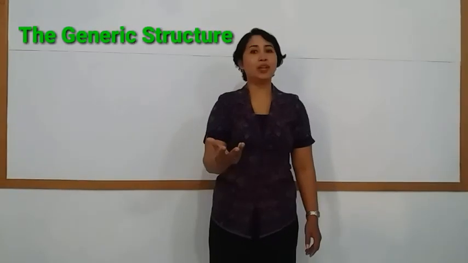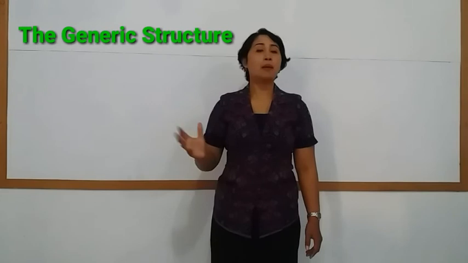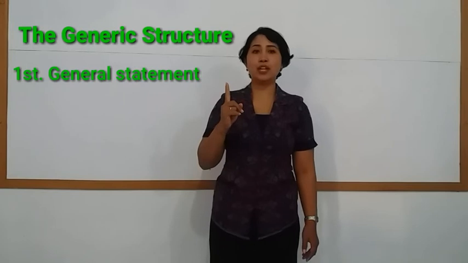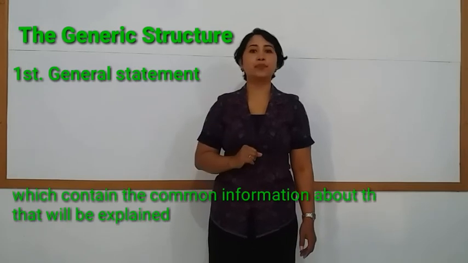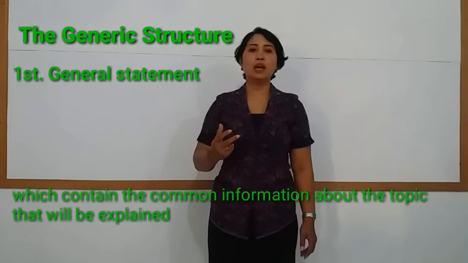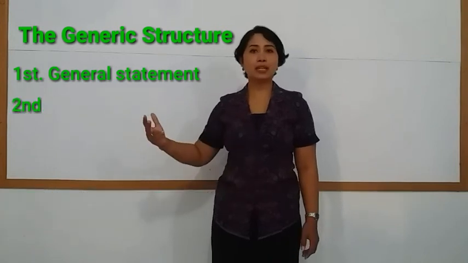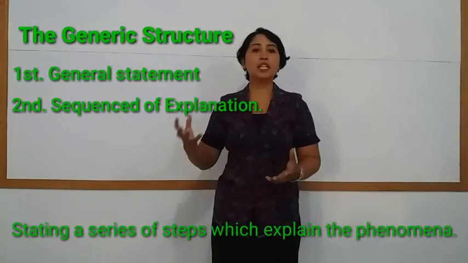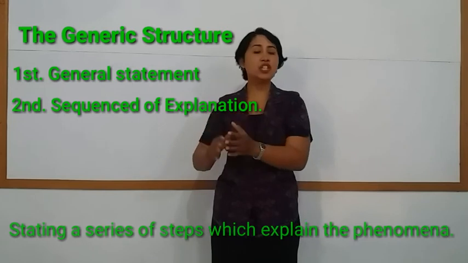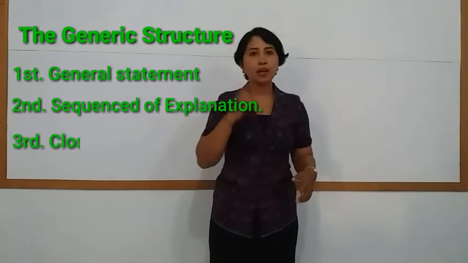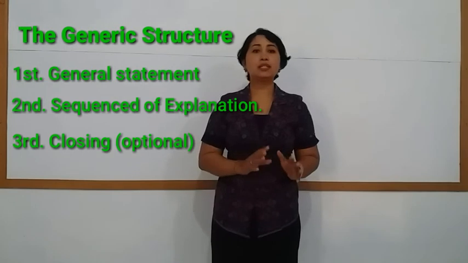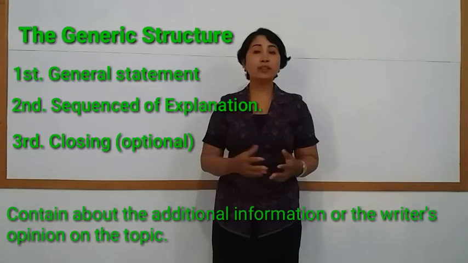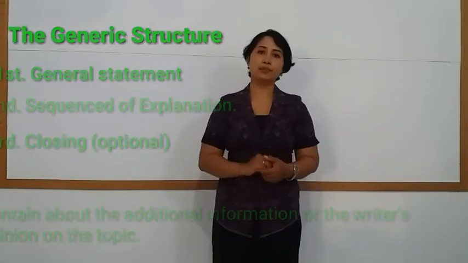Then I will tell you about the generic structure. Basically, there are two main parts of this text. The first generic structure is the general statement, which contains the common information about the topic that will be explained. The second one is the sequence of explanation, a series of steps which explain the phenomena. But there is the last one, and this is optional. It's the closing, which contains additional information or the writer's opinions on the topic.